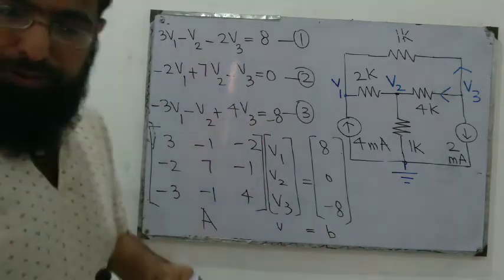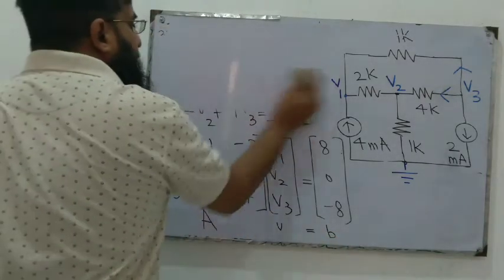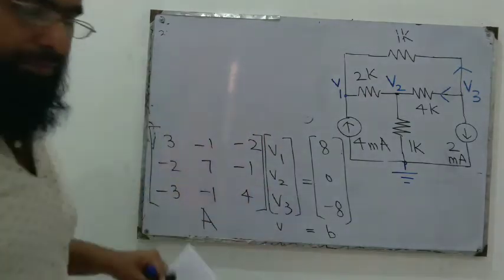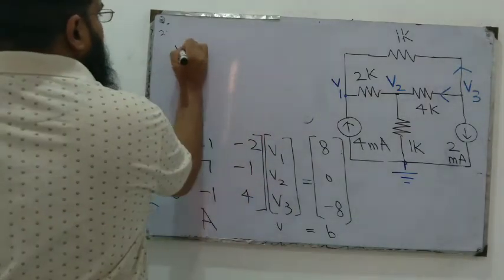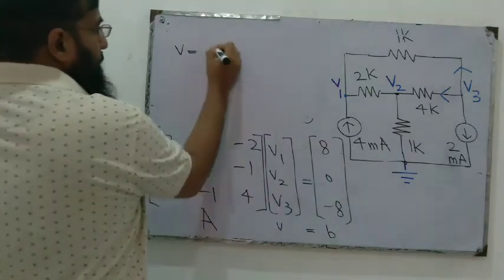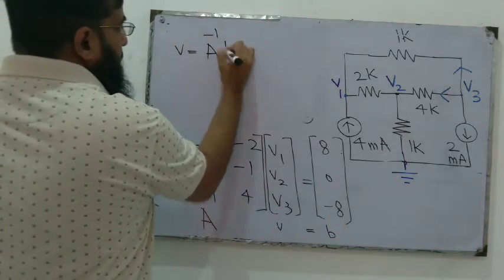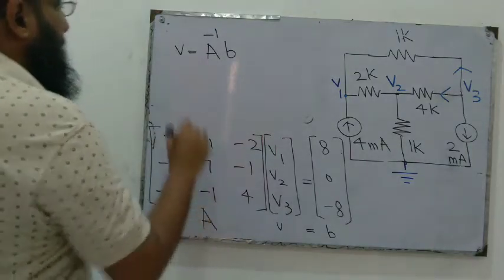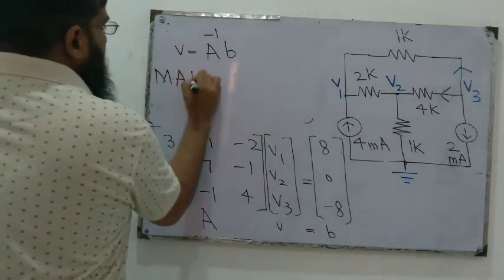So we can write it as the A matrix, the V matrix, and the B matrix. We have this A, V and B matrix, and the V matrix is unknown. So V can be found by multiplying both sides with A inverse, giving V equals A inverse times B.